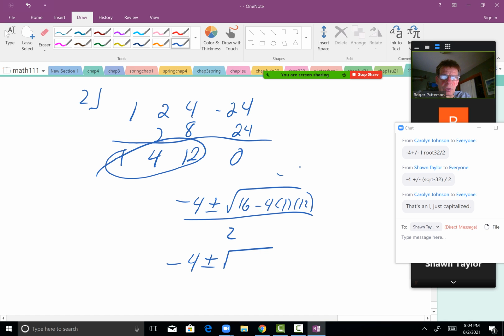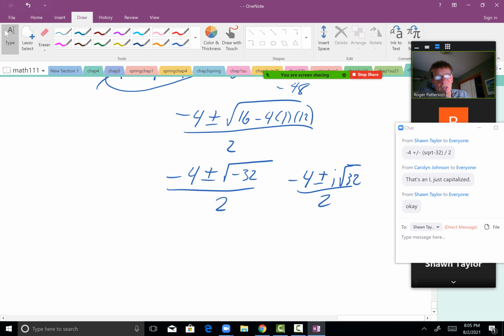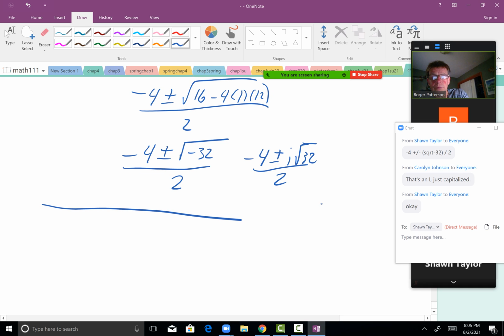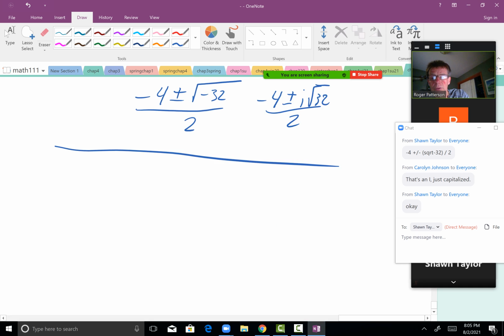Let's see, this is going to be a -48, which is a -32 over 2. Always make sure, though, that you bring that i out. Okay, I'm not too concerned about you breaking down the 32, but bring the i out. Okay. So, I mean, that's it. Now, a couple other quick things here.